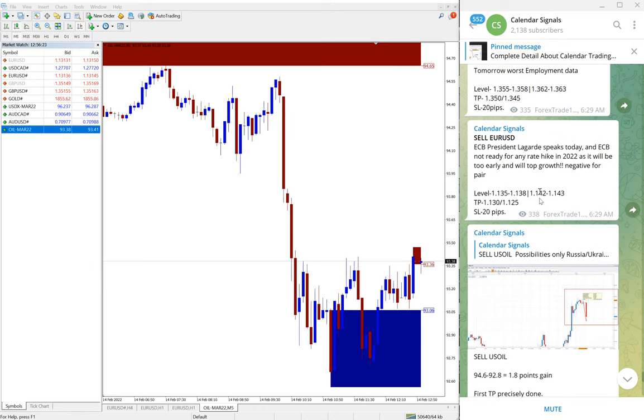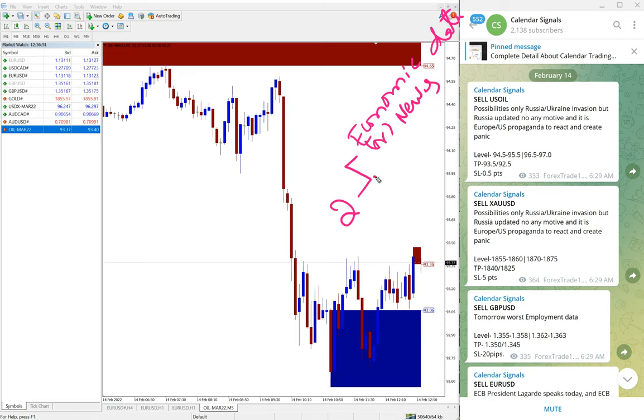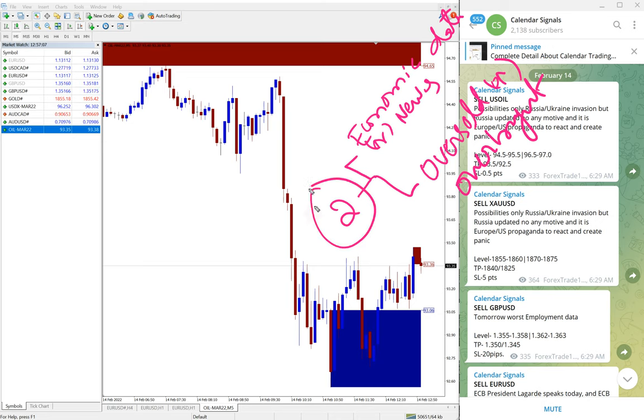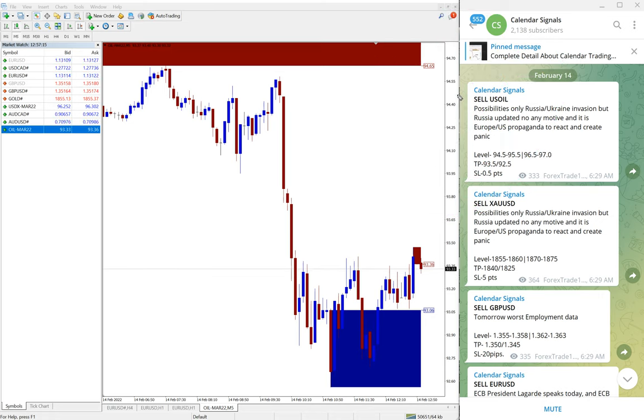And before going into the performance of today's free signals, we want to give you the information about our calendar signals, based on what we are giving the signal. Basically, calendar signals are generated based on two reasons. One is economic data or news, and then the second aspect is oversold or overbought conditions. Based on these two reasons, we are giving the signal on calendar signal: economic data or news, and then oversold or overbought conditions. Only these things we are considering. Based on this, we are giving the signal.